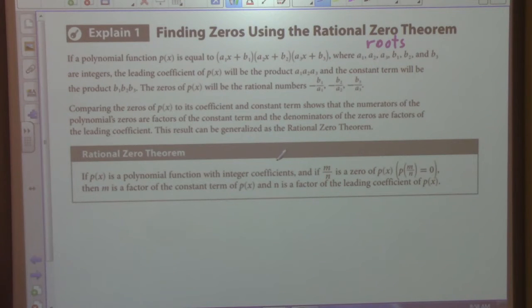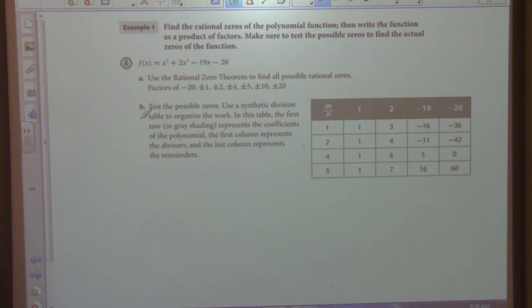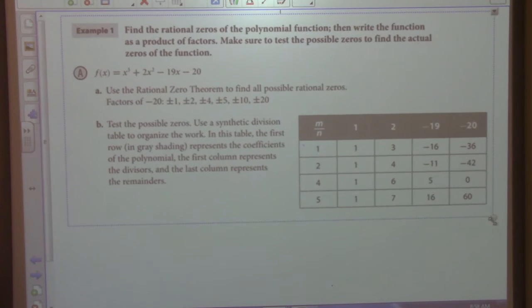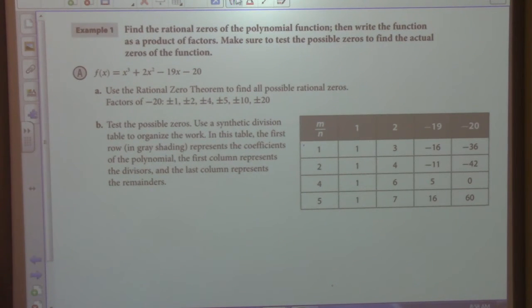Rational roots theorem. So that's how we identify possible rational zeros. And basically what you do is you take, well, I'm going to show an example of that right here. So I'm going to just go to the next thing here. So example 1. So here's the first example we're going to look at. F of x equals x cubed plus 2x squared minus 19x minus 20.